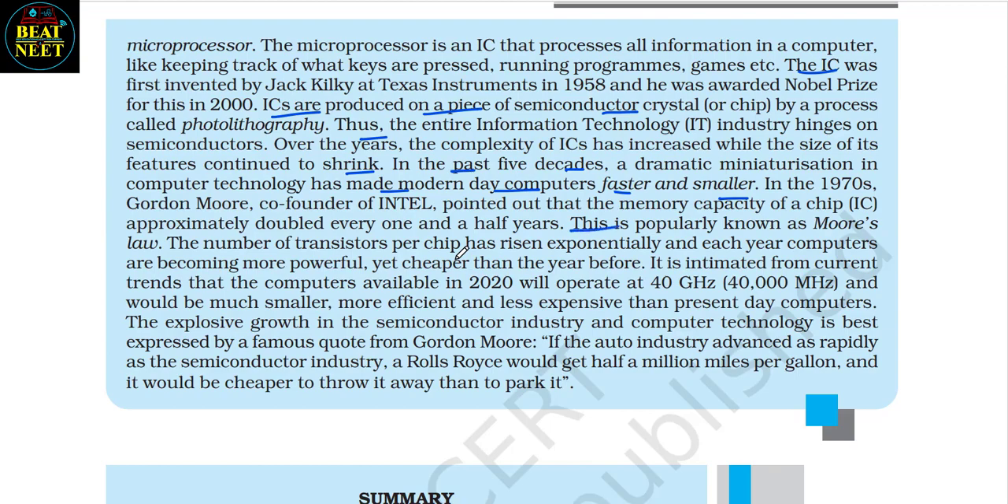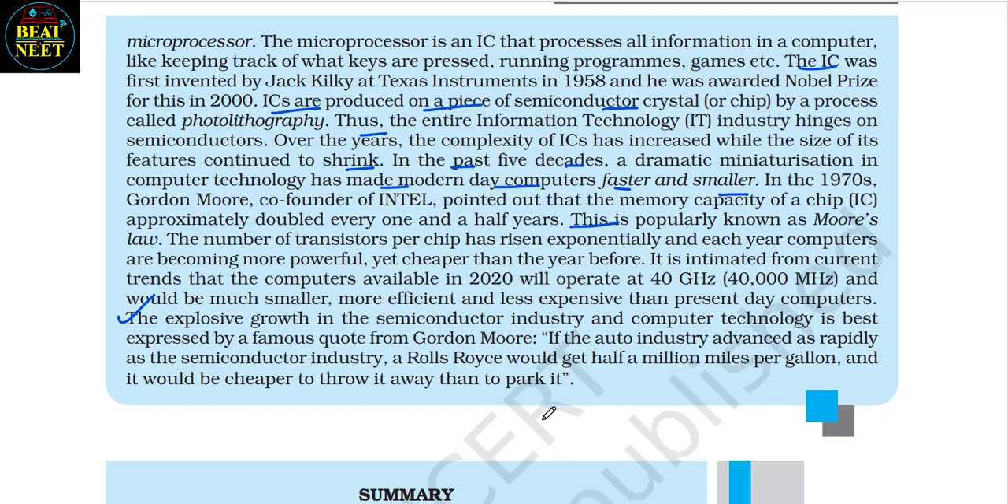The number of transistors per chip has risen exponentially and each year computers are becoming more powerful yet cheaper than the year before. It is inferred from current trends that the computers available in 2020 will operate at 40 gigahertz, that is 40,000 megahertz, and would be much smaller, more efficient and less expensive than present day computers. The explosive growth in the semiconductor industry and computer technology is best expressed by a famous quote from Gordon Moore. If the auto industry advanced as rapidly as the semiconductor industry, a Rolls-Royce would get 500,000 miles per gallon and it would be cheaper to throw it away than to park it.